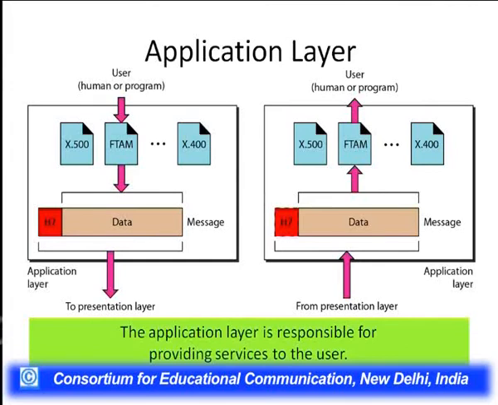The next layer that we talk about is the application layer. Now the application layer is the highest layer of the OSI model. It is responsible for providing services to the user. The users could be a human being or it could be programs. They take the services, and these services or these instructions are converted into data, and this data is sent to the presentation layer. And the opposite happens at the receiving end. The data from the presentation layer is taken by the application layer and is given to the specific services for the user or the program.